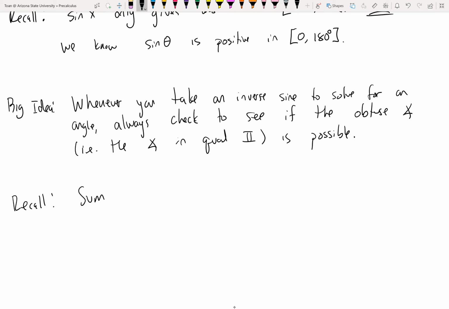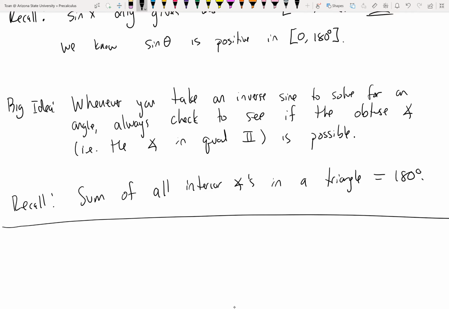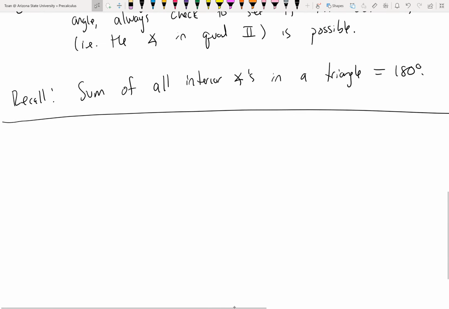Recall that the sum of all the angles in a triangle must be 180 degrees. So if the obtuse angle makes that sum impossible, then you know you only have one solution.